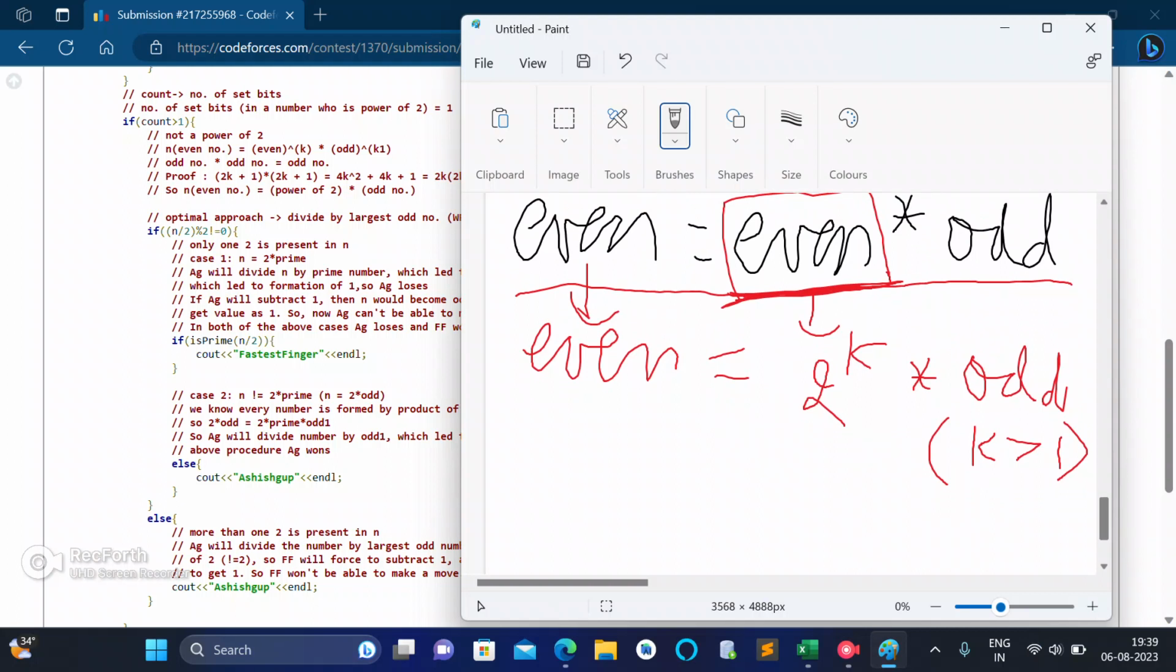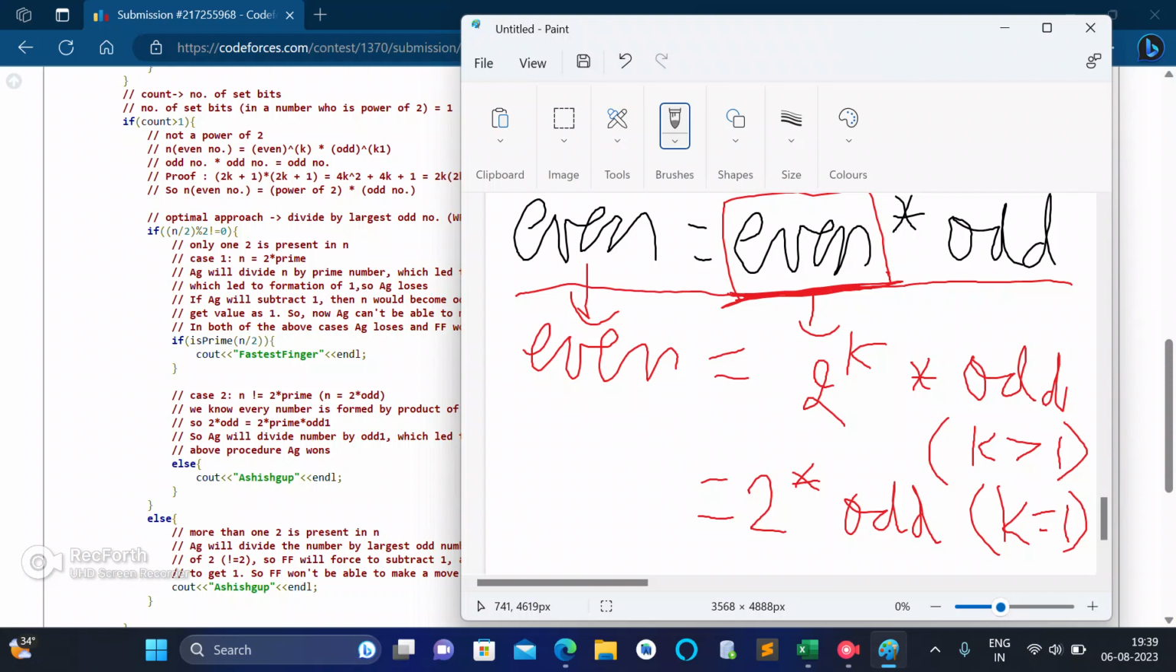I am again saying that even is a product of even and odd. So this even can be written as 2 raised to the power some number into an odd number. Let's say my case comes when k is equal to 1, so my number becomes 2 into odd. These are my two cases, so I am discussing the two cases differently.